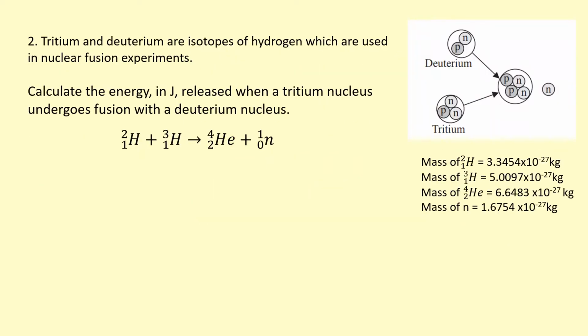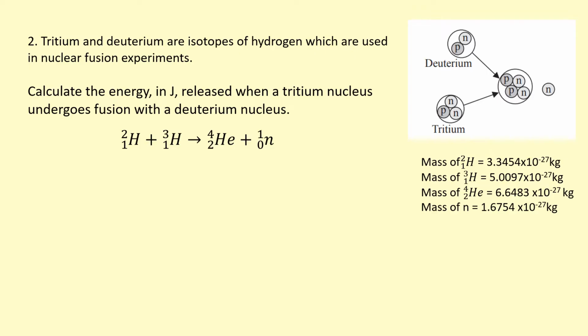Okay, tritium and deuterium are isotopes of hydrogen which are used in nuclear fusion experiments. Calculate the energy in joules released when a tritium nucleus undergoes fusion with a deuterium nucleus. We've been given the equation here, and we've been given the mass of the reactants and products. I'm going to find the mass defect.